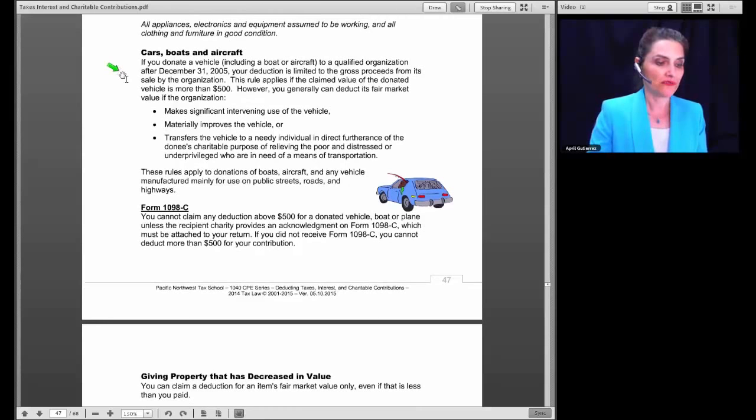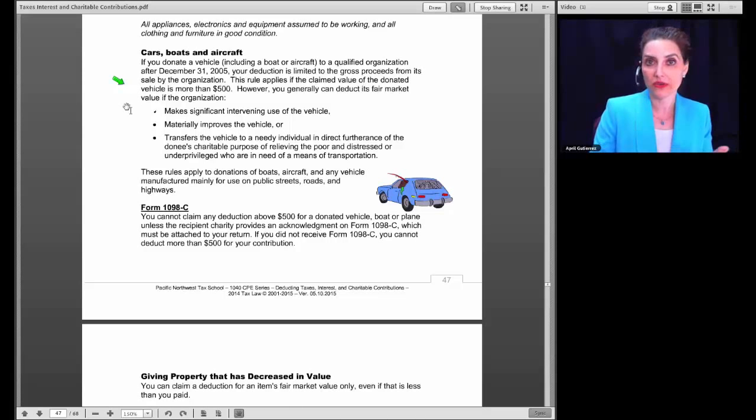And these rules are effective 2006 and later years. And what the rule says is that if you donate a vehicle to charity, your deduction is going to be limited to $500 unless certain tests are met. You will be allowed to claim a larger deduction than $500.